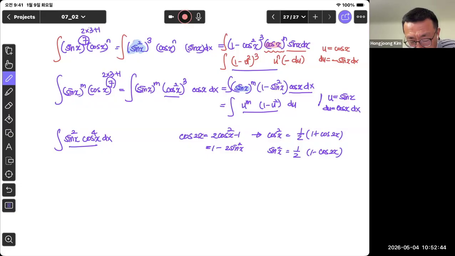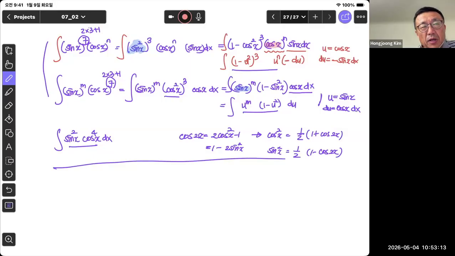Okay, and then you can apply the formula like this. So please use this, okay? So this formula explains the case when the angles for sine and cosine are the same.